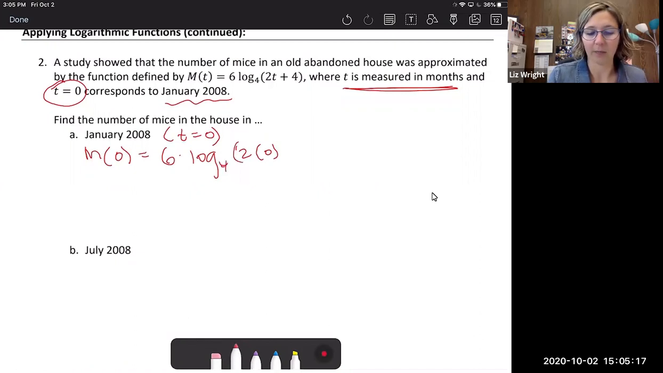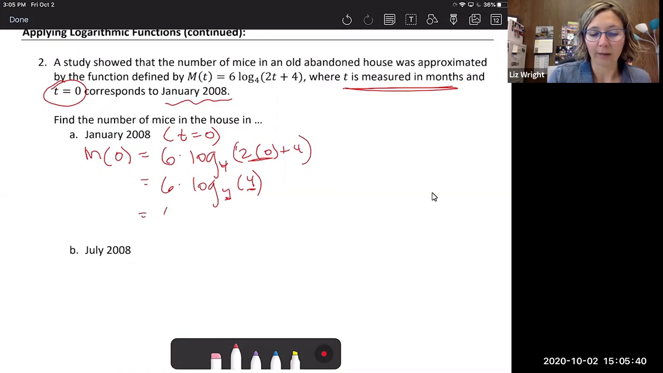All right, 6 times log base 4 of 2 times 0 plus 4. And we're going to have 6 times log base 4. 0 times 2 is 0, so it's going to be log base 4 of 4. Guess what we get again? Log base 4 of 4, what does that equal? We should know this one by now. 1. 6 times 1. If you don't remember, go back and look at the previous example or a previous video. We talked about that rule. All right, 6 times 1 equals 6.